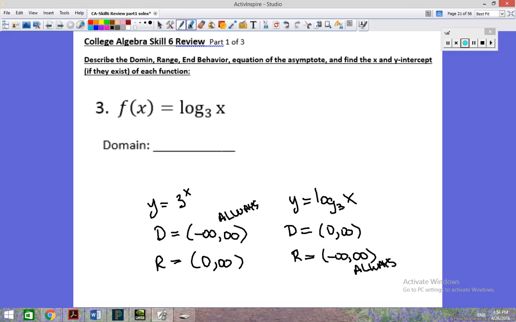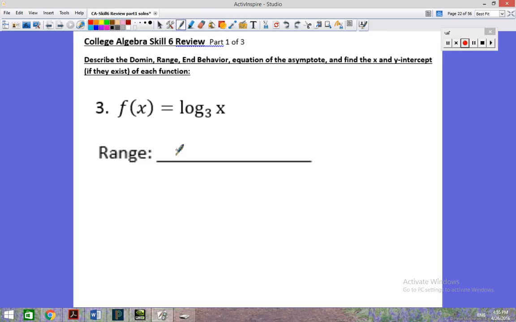Now, the domain here is going to depend upon transformations. It is not always going to be 0 to infinity. It will be if it's basic, if you haven't moved it up or down or left or right. If there are no transformations, then it's 0 to infinity like we just wrote. But from function to function, these answers may change, whereas the domain of an exponential function is always all real numbers, and the range of a logarithm is always all real numbers. So when I see a logarithm and they're asking me the range, I don't have to put in much thought, because the range is all real numbers.